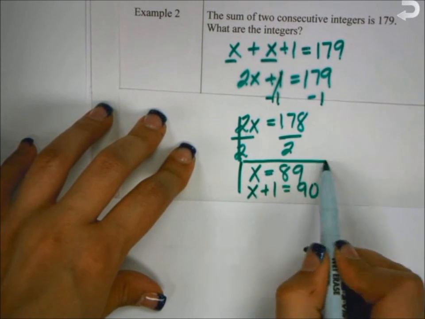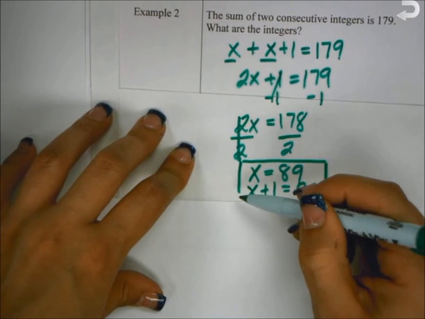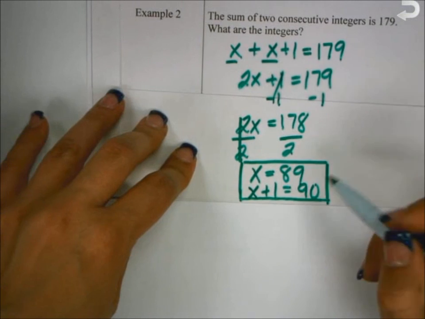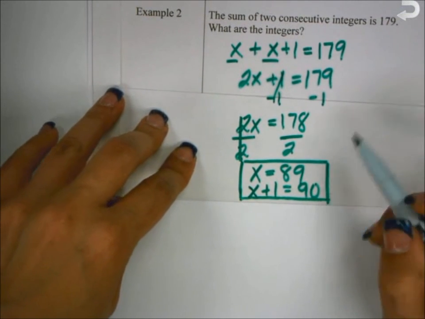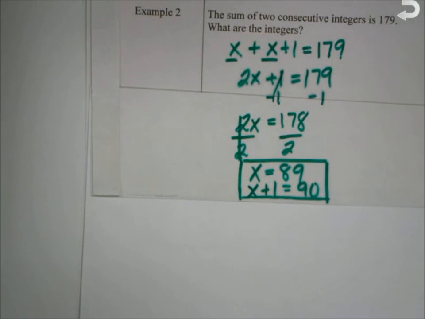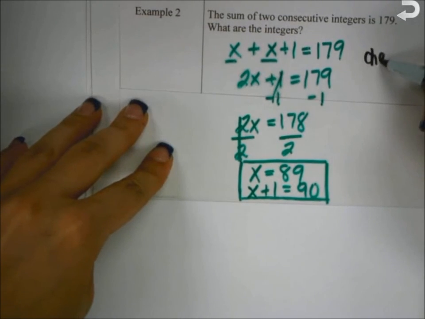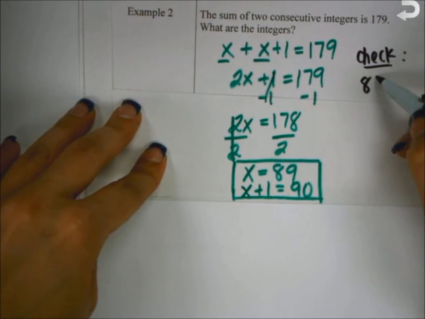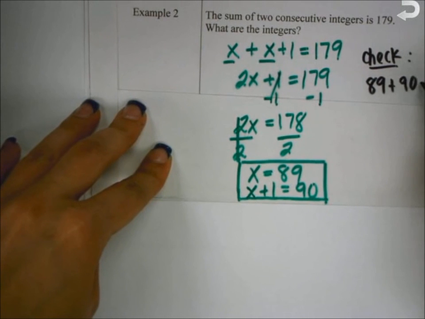So what is this saying? I'm saying that 89 plus 90 equals 179. Does it? Let's check it. Okay, so our check. 89 plus 90 equals 179. 179 equals 179. So yes, it checks.